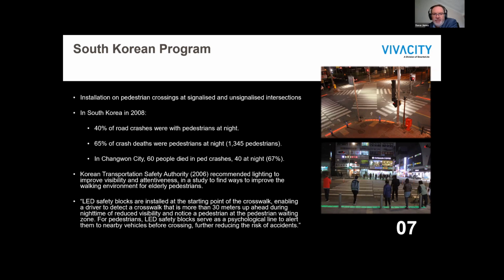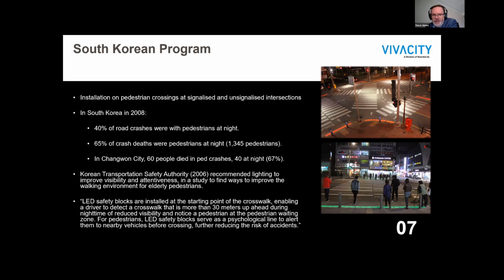South Korea back in the early 2000s had quite a problem with crashes, particularly with pedestrians at night. So the technology was originally developed as a pedestrian safety measure at night. 40% of road crashes were with pedestrians at night. 65% of crash deaths were pedestrians at night. 1,345 pedestrians were actually killed in South Korea in 2008. At night, and the city that we'll talk about in evaluation was Changwon City, where 60 people died in pedestrian crashes, with 40 of those being at night, so 2/3.